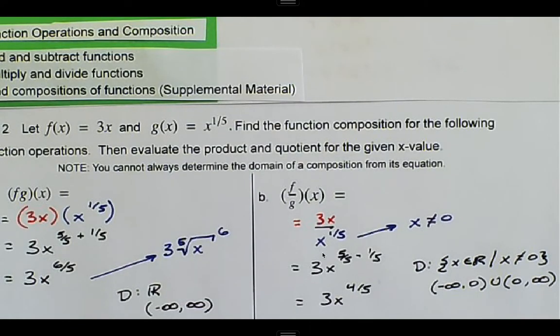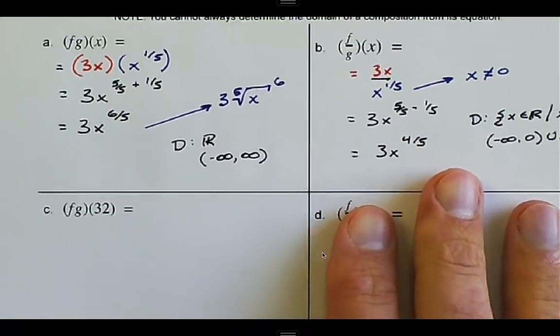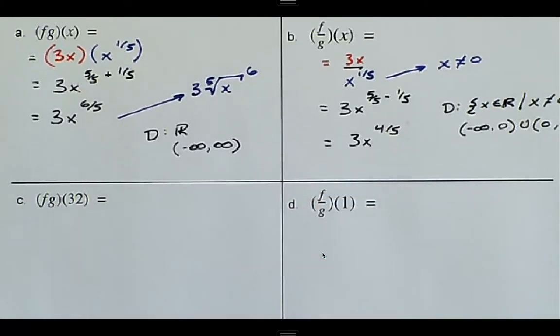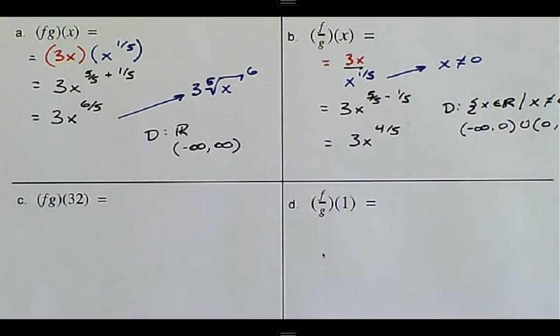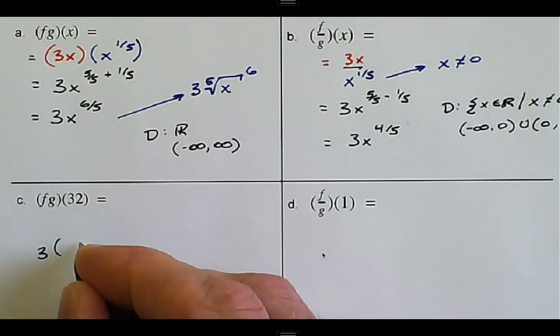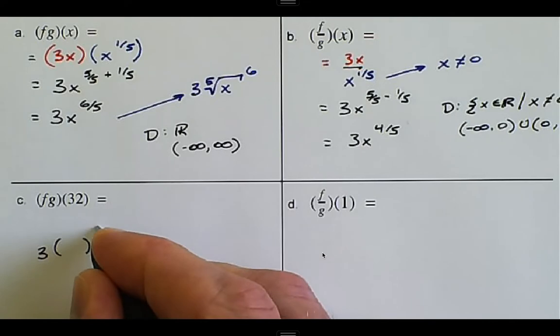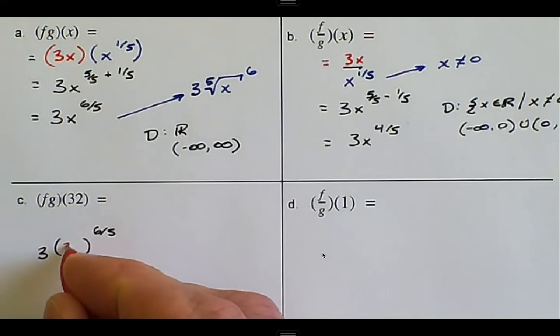So then we go down to C and D here, and we have already calculated what the function f of g, or f times g, is, and now we're just going to substitute in 32. So we've already calculated that it's 3 times x to the 6/5, and then we're going to put 32 inside the parentheses here.